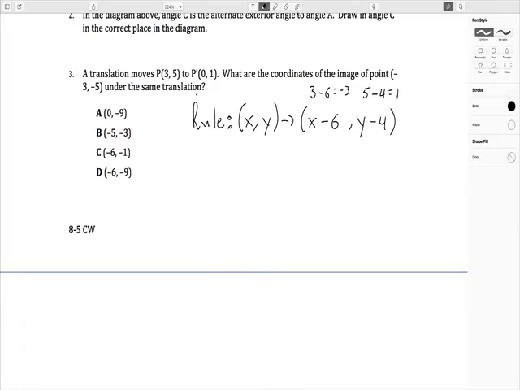We went from 3, 5 to 0, 1. Back up. You guys are probably shouting out blunders left and right. We went from 3, 5 to 0, 1. So to get from 3 to 0, we would subtract 3. To get from 5 to 1, I did that one, right? You would subtract by 4. Okay, there's your rule. Now let's use the point -3, -5. Subtract 3 from -3, and x would be -6. Subtract 4 from -5, and y is -9. Your answer is D.